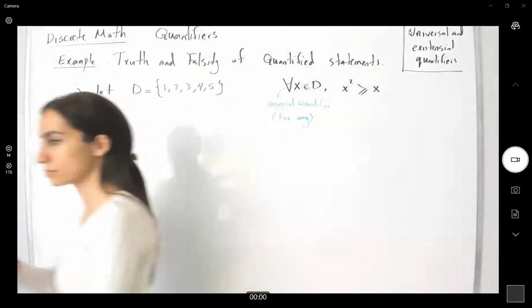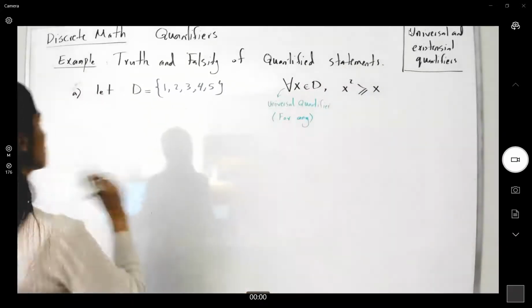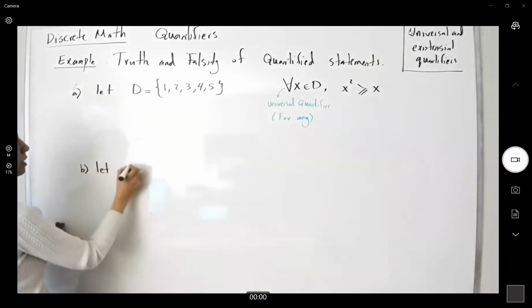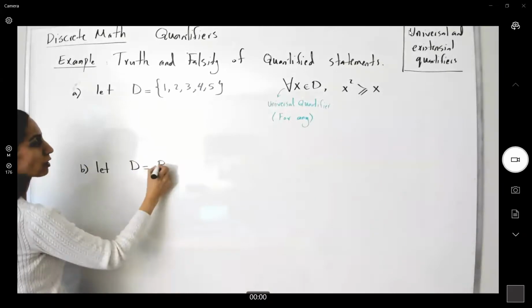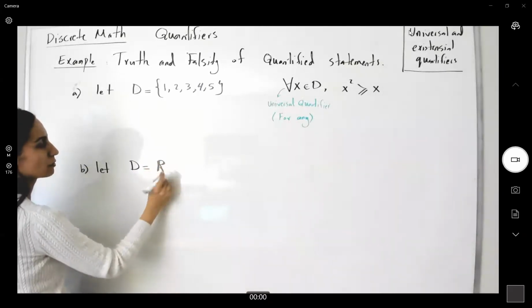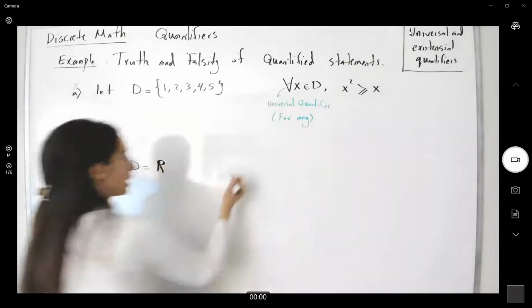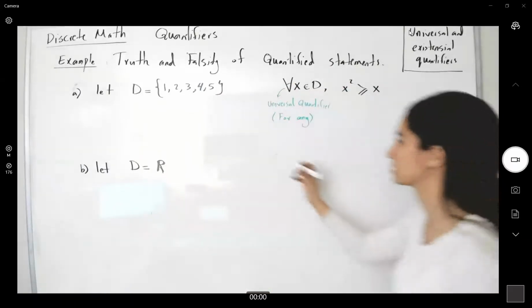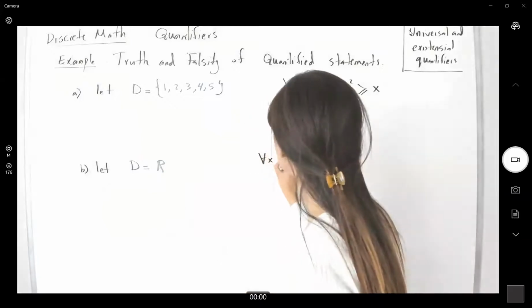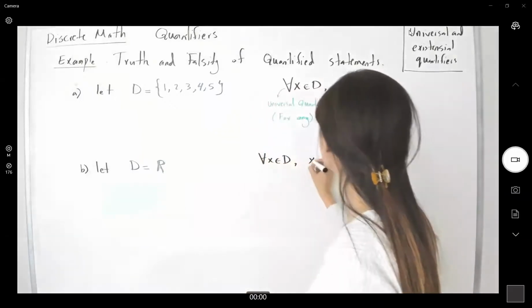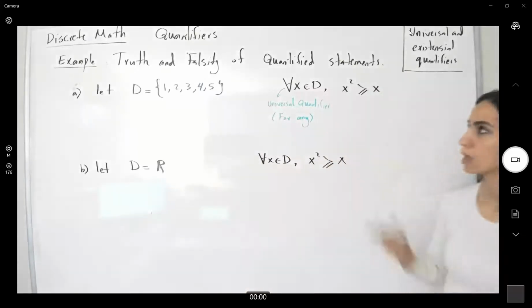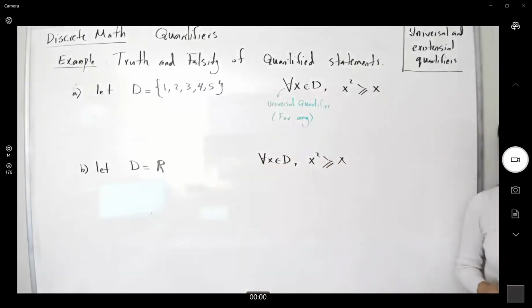Then I'm giving you this one as well. Let D be R, the real number set, and consider the exact same universal statement. For every x in D, x squared is greater than or equal to x. So which one of these is a true statement?